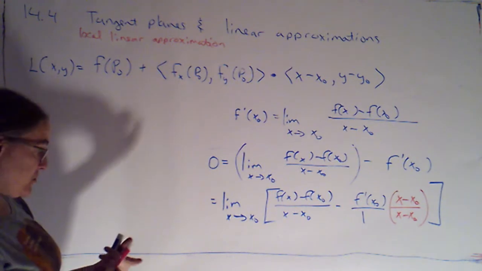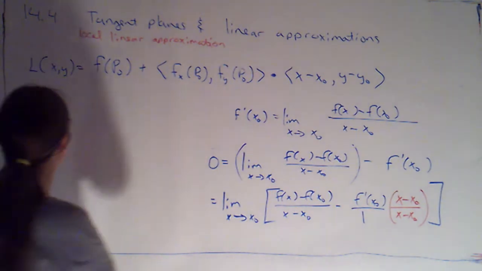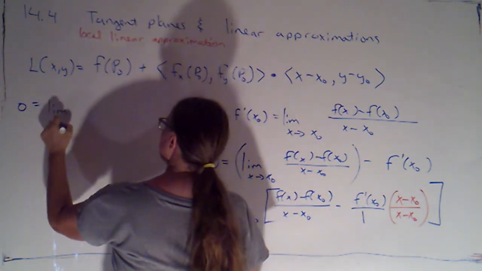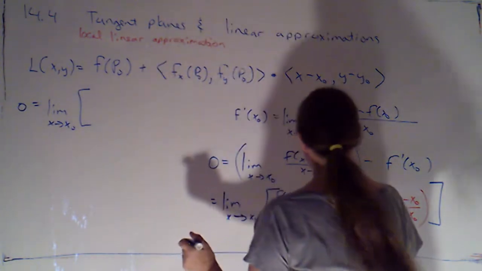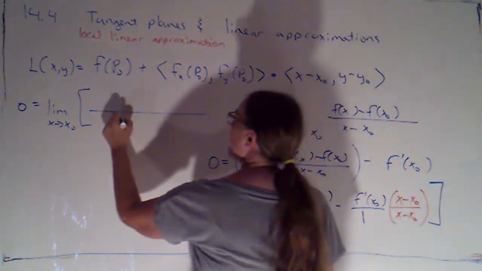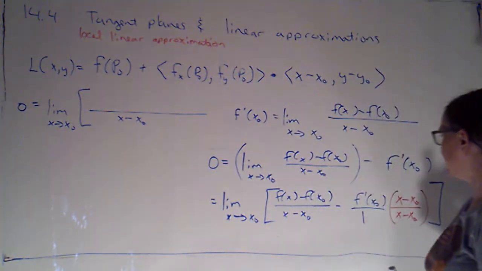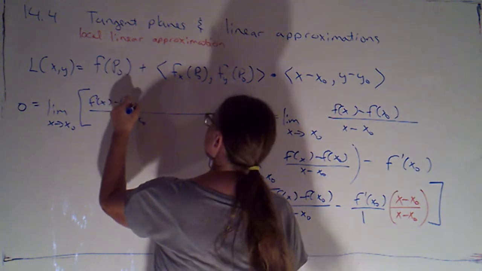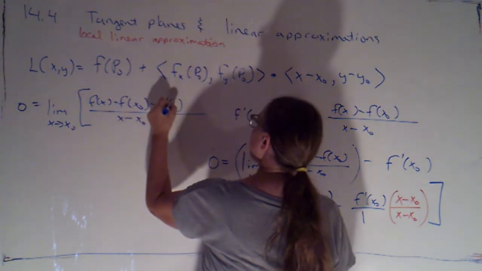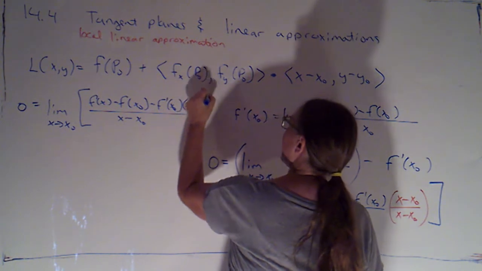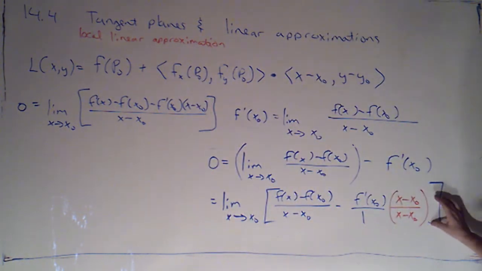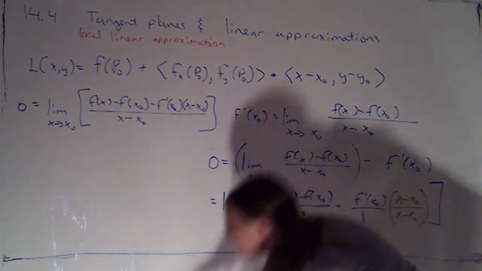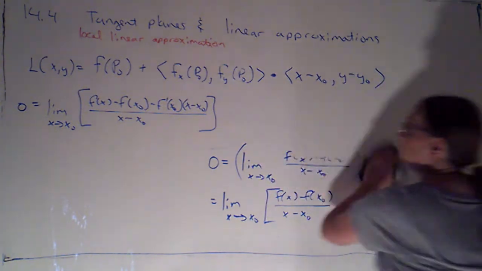Now, when I do that, this becomes equivalent to the equation that 0 is equal to the limit as x approaches x naught of, we're going to have on bottom of one fraction x minus x naught, and on top we're going to have f of x minus f of x naught minus f prime of x naught times x minus x naught. So that's just doing that multiplication and then combining these into a single fraction.